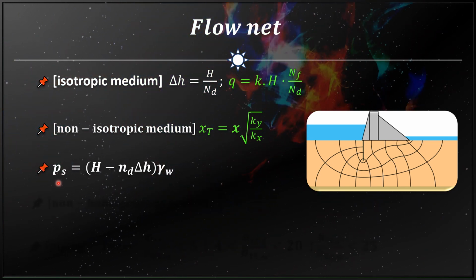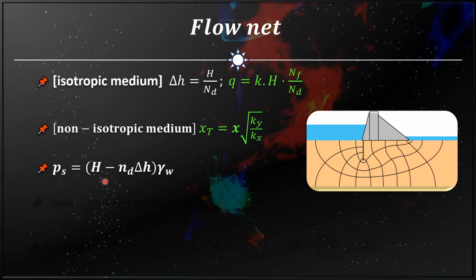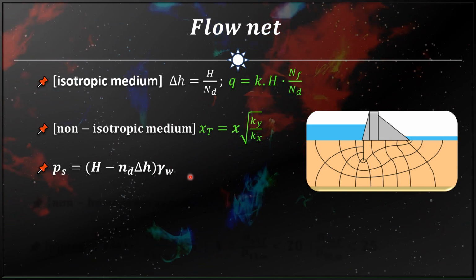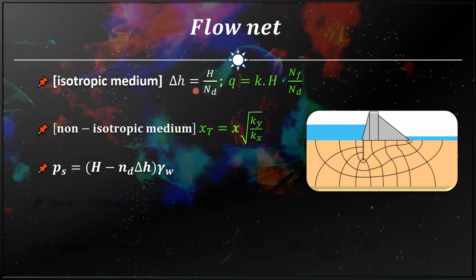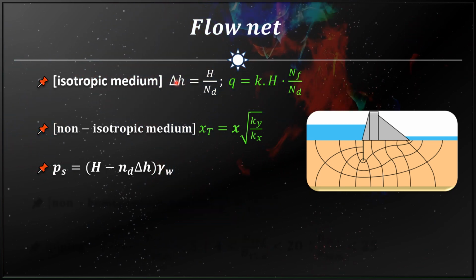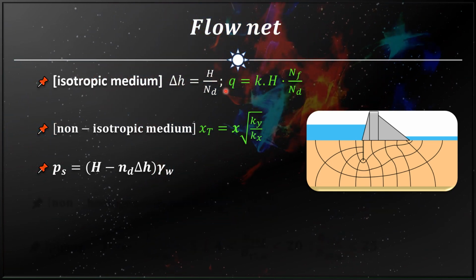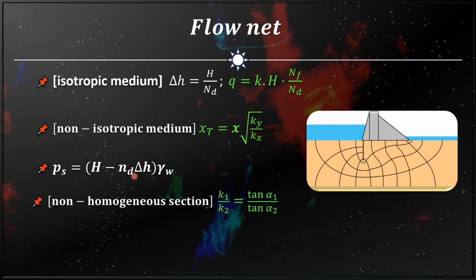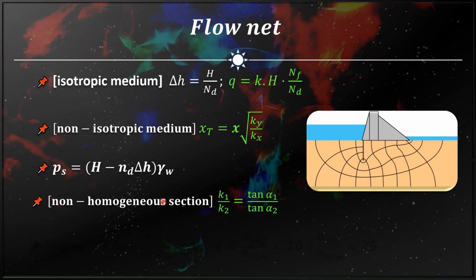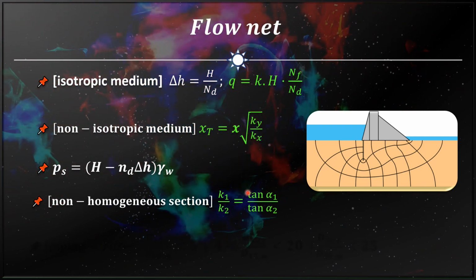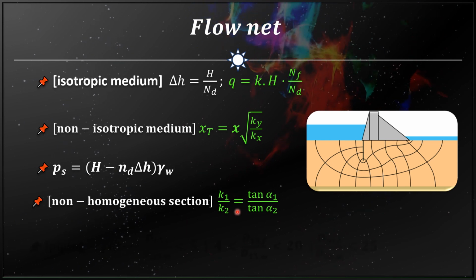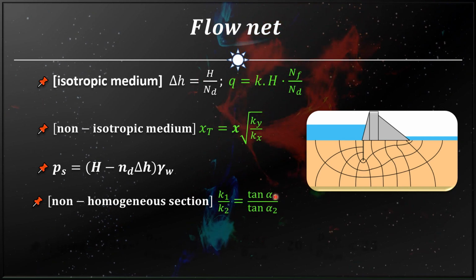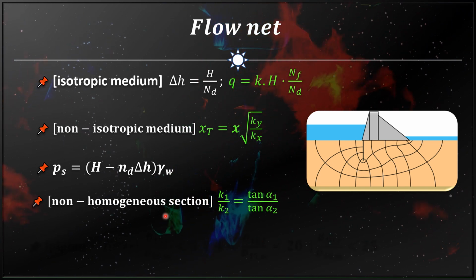And there is another formula regarding seepage pressure by using Nd value. So (H minus Nd del H) into gamma w. H minus Nd del H, that is nothing but Nd into del H. So on getting this to the right hand side, (H minus Nd del H) into gamma w gives the answer for seepage pressure. And in case of non-homogeneous section, what shall be the permeability change? So K1 by K2 is equal to tan alpha 1 by tan alpha 2. So alpha 1, alpha 2 are the angles due to non-homogeneous section.